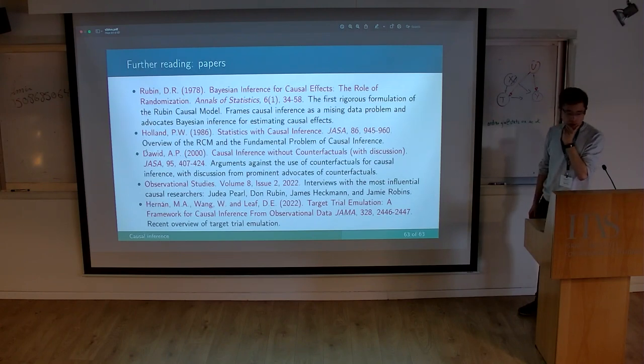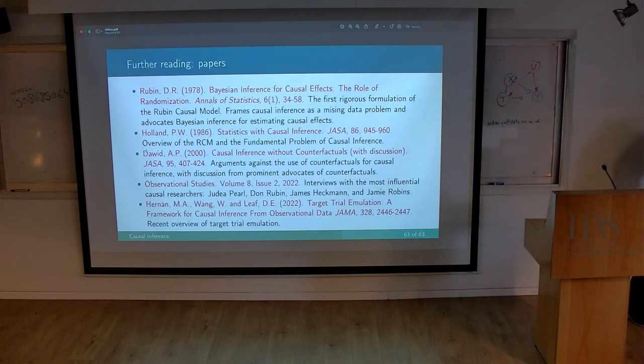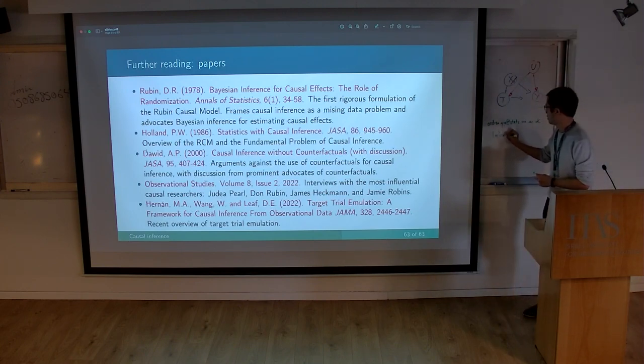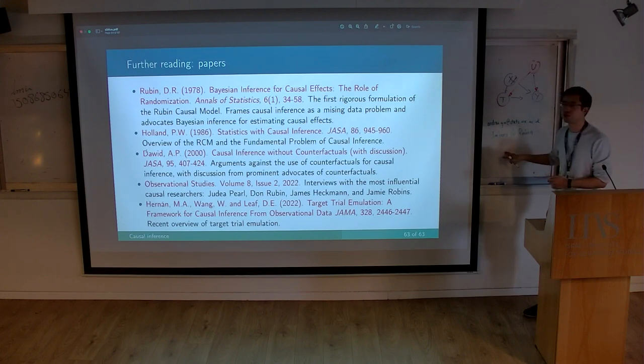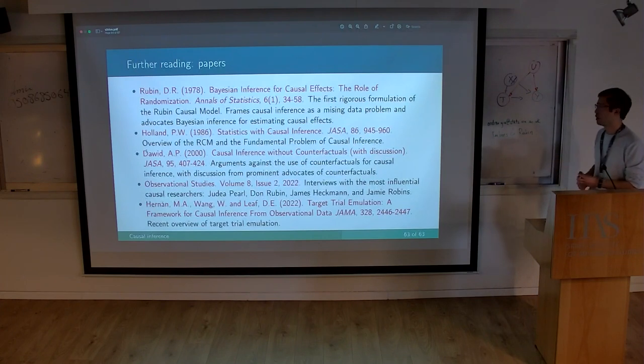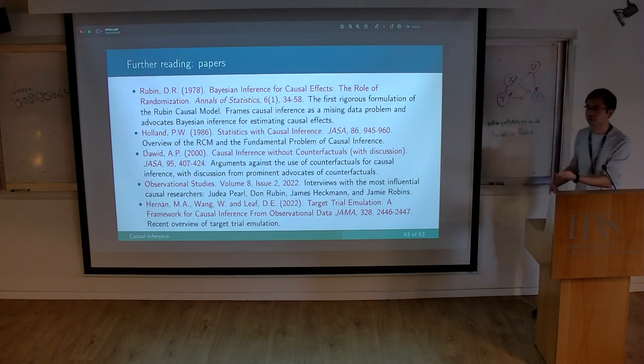I think a relatively readable textbook with quite a few exercises would be a textbook written by Guido Imbens and Don Rubin, let me write this down. I think it's called Causal Inference for Statistics, Social, and Biomedical Sciences. Imbens is a long-time collaborator with Don Rubin, and he won the Nobel Prize in Economics a few years back. And so they're very much of this idea of causal inference using potential outcomes in the Rubin causal model.